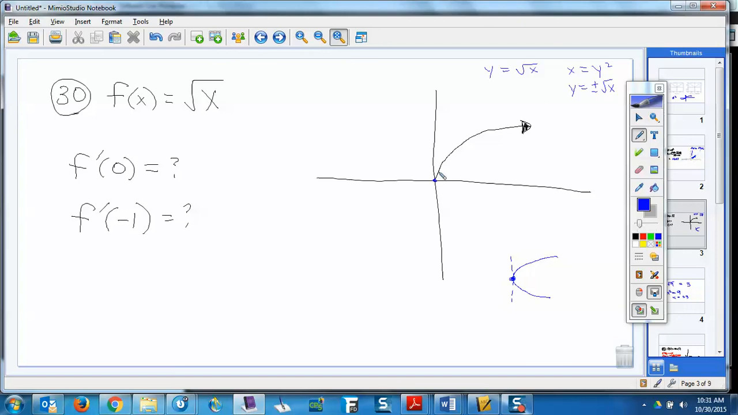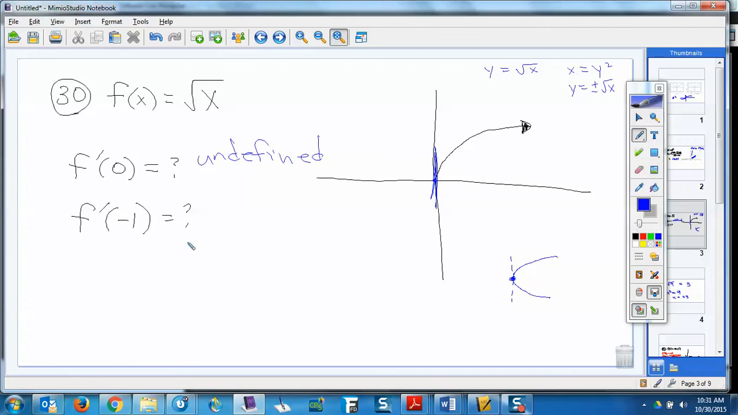What are some of the places where slope is undefined? Well, one of those is a vertical tangent. So right here, now my picture is not very good, but we would have a vertical tangent right there. So this is undefined. What about f prime at negative 1?